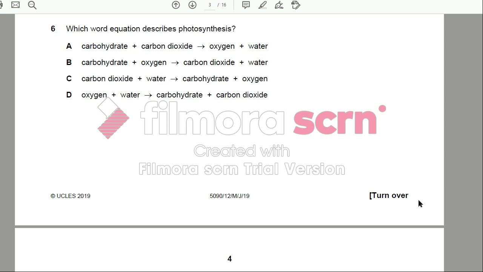In A, carbohydrates, and B, carbohydrates, both are incorrect because carbohydrates cannot be used as raw materials. Move to option C: carbon dioxide and water, arrow, carbohydrate plus oxygen. Option C is the correct answer because carbon dioxide and water are raw materials for photosynthesis, and ultimately after photosynthesis the products will be carbohydrate and oxygen. D is incorrect because again oxygen is used as a raw material, which is incorrect.